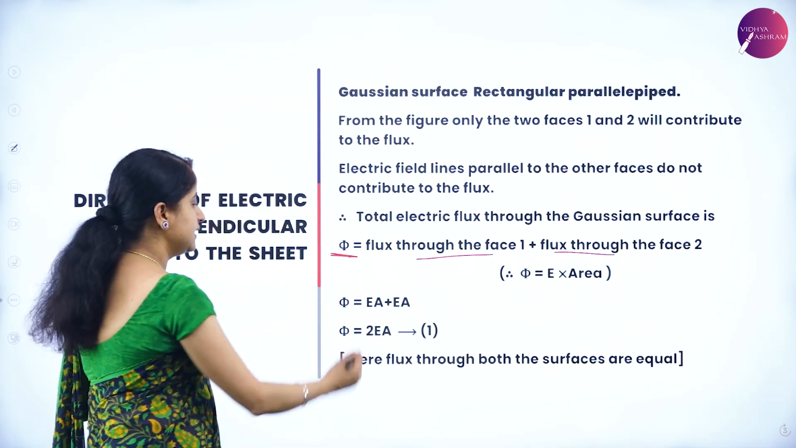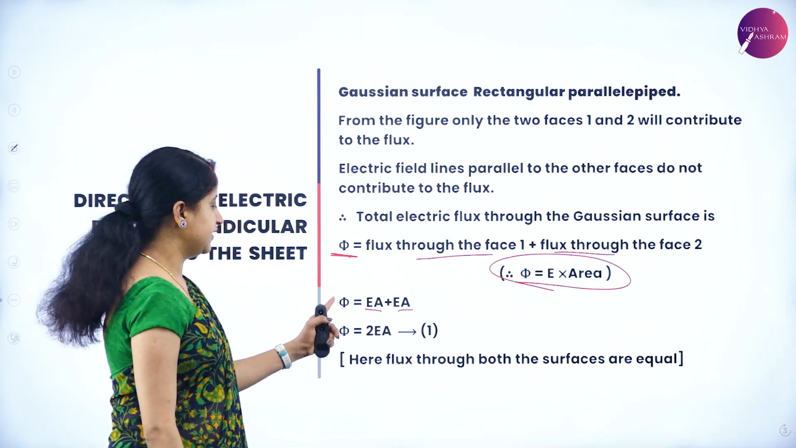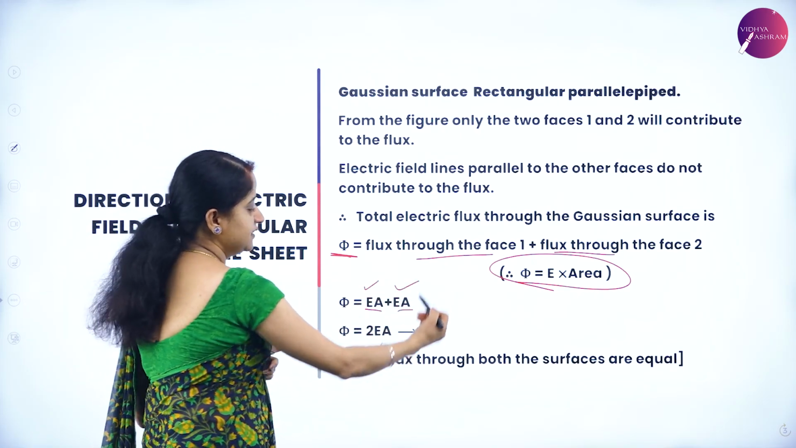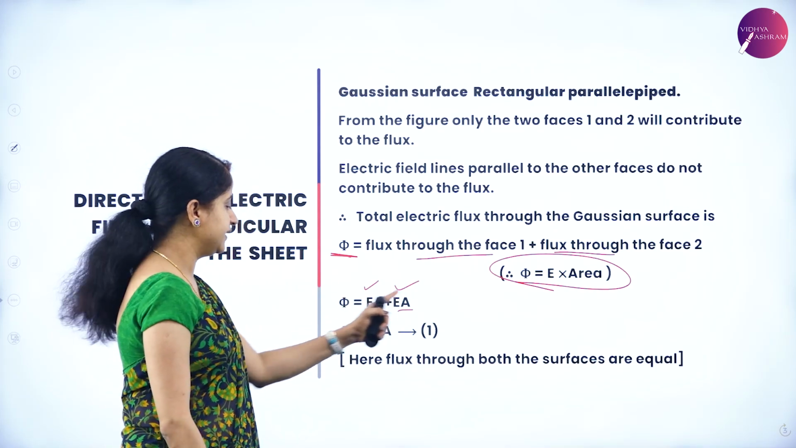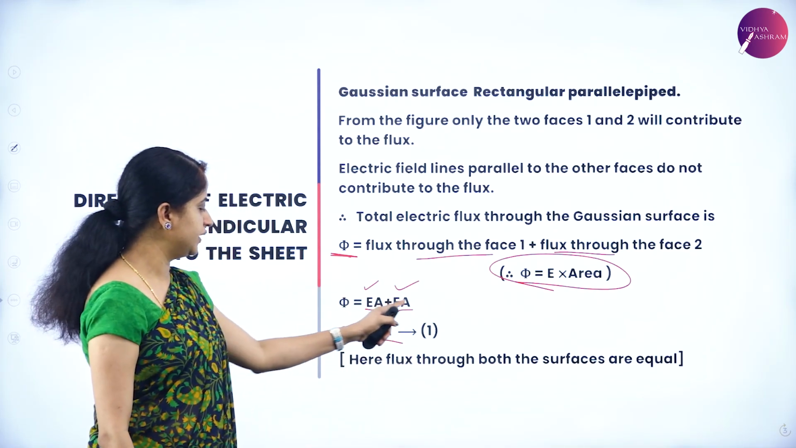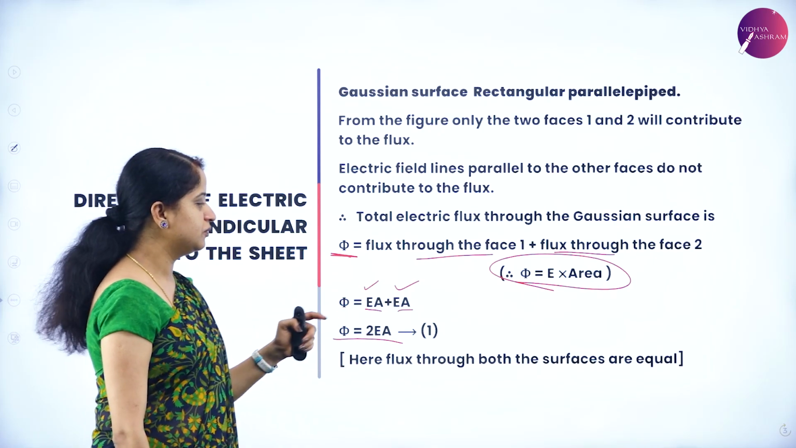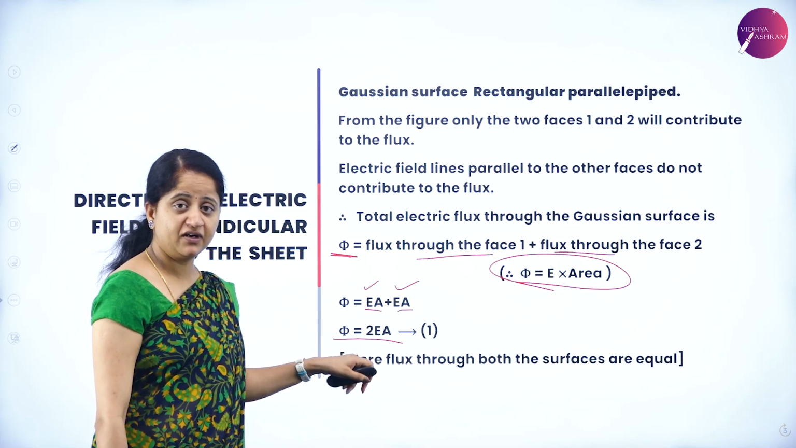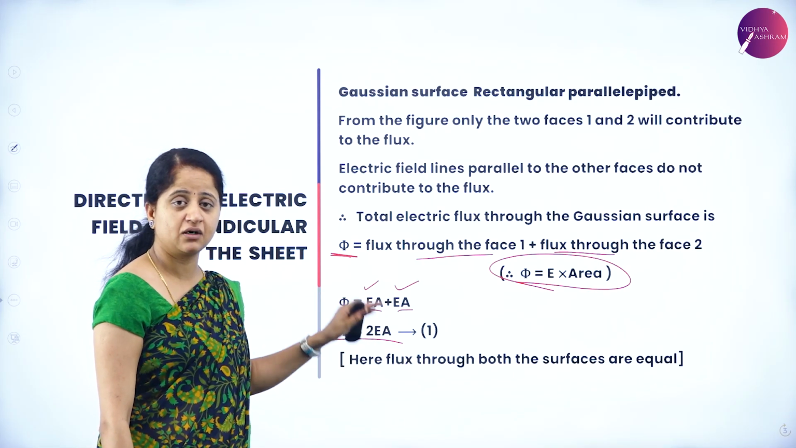phi. So that is equal to E into A. So flux phi is equal to EA, that is the flux through face 1, plus EA, the flux through face 2. Now we are adding these two and we get phi is equal to 2 into EA. Here flux through both the surfaces are equal. So now this is the expression for electric flux, as we know what is flux, how to define flux.